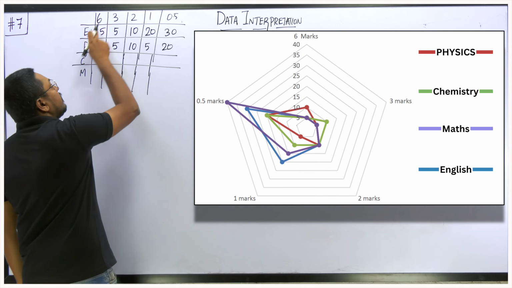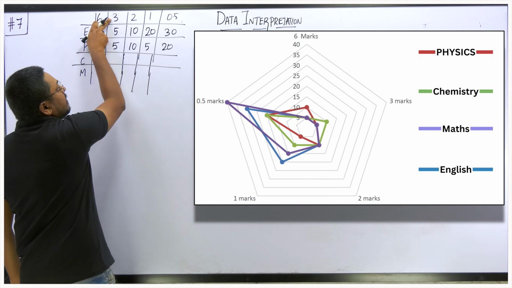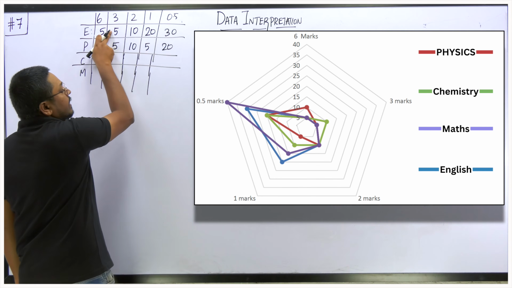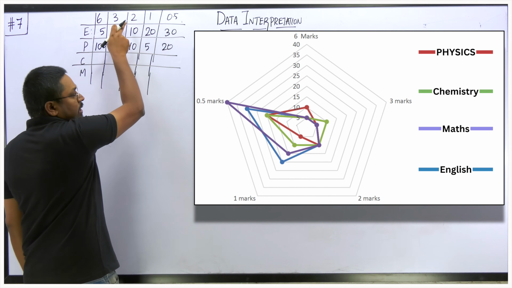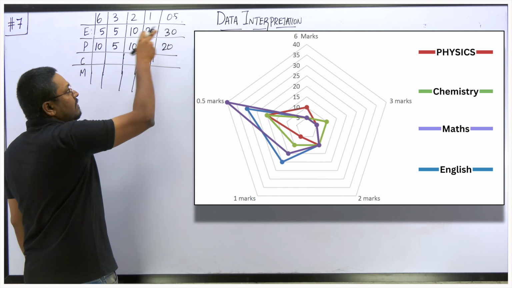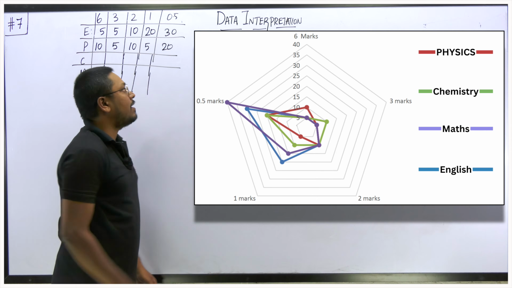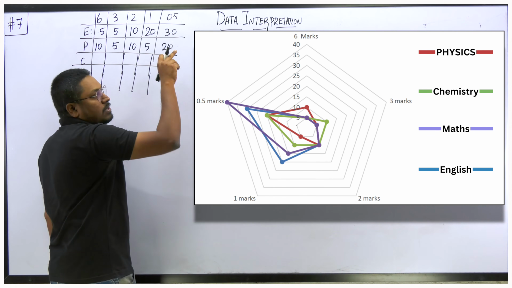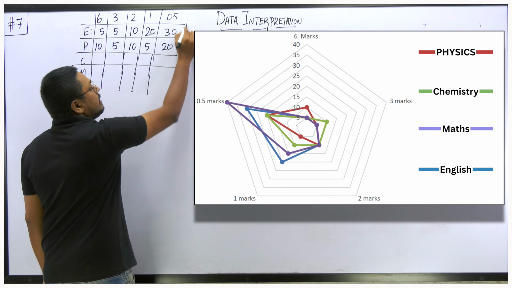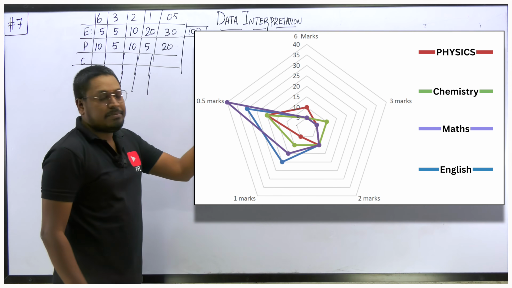For example, 5 question from 6 mark, right? So 6 into 5 will be 30. So 5 into 3 will be 15. 30 plus 15 will be 45. So 10 2 mark question, 20 marks totally. 45 plus 20, 55, 65. So 2 1 mark question, 65, 75, 85. 30 0.5 question, 0.5 marks. So 15 marks. So when you add all the values, resultant should be 100 because the total mark will be 100. Maximum mark will be 100.